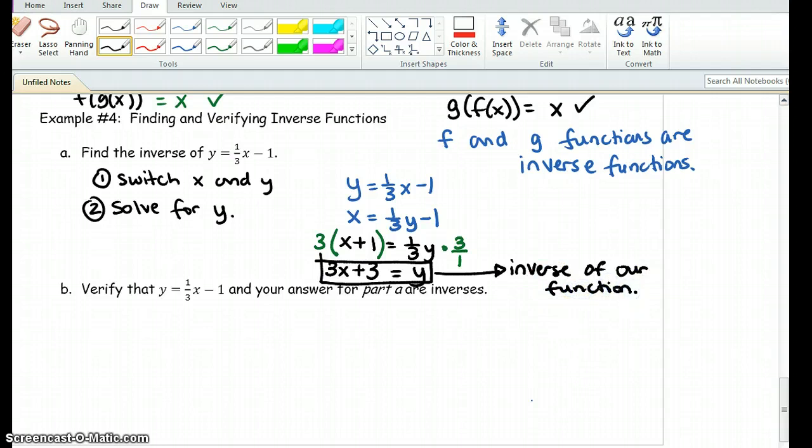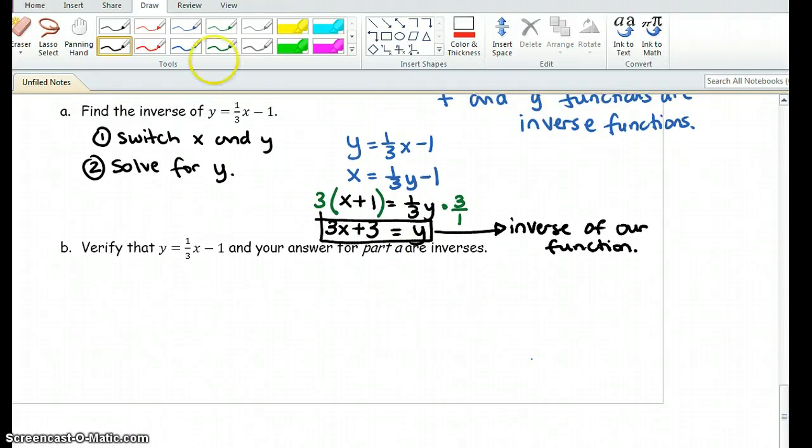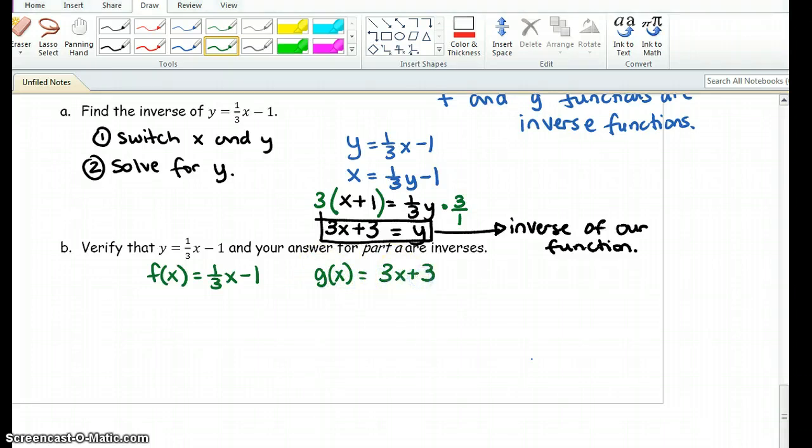Alright. Now it says to verify that y equals 1/3 x minus 1 and your answer for part A, which is this right here, are inverses. And this is actually a really nice way of checking your work to see if you did find the inverse. So I'm going to go ahead and write down our 2 functions. The first one, this one, f of x, is 1/3 x minus 1. And the inverse that we found, I'm going to label that as g of x equals 3x plus 3. Notice that f of x, g of x, h of x, z of x, all of those are just representative of y.